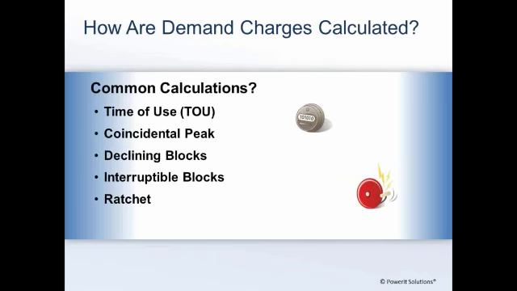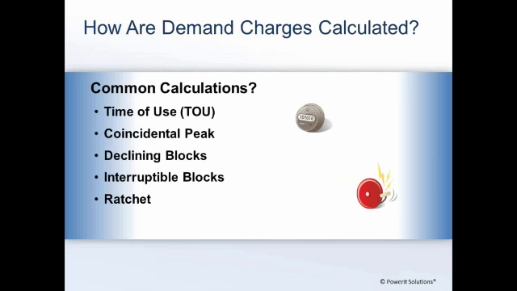The common calculations are time of use, which would be seasonality based for on-peak and off-peak. Typically that would change during the winter months, summer months. Coincidental peak, you'll hear me talk about that. That is when all of your primary loads happen to reach the peak usage simultaneously.